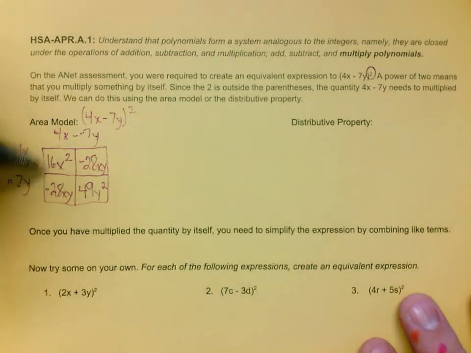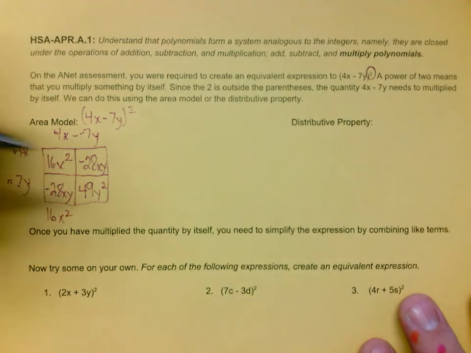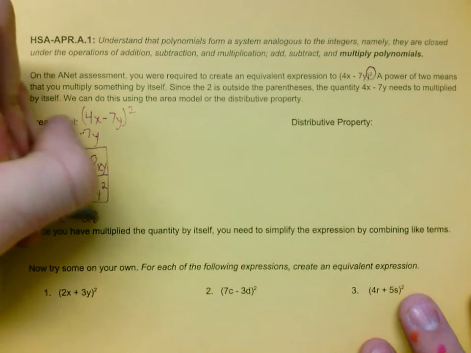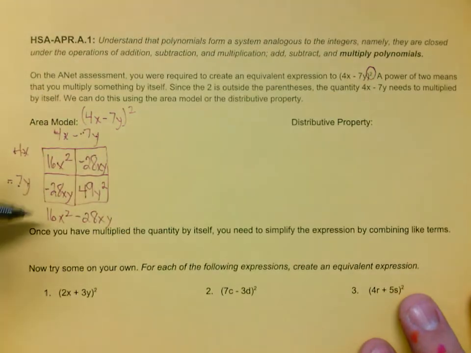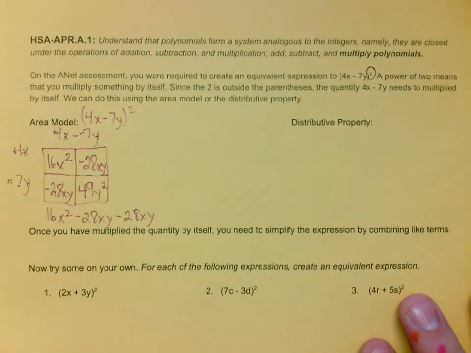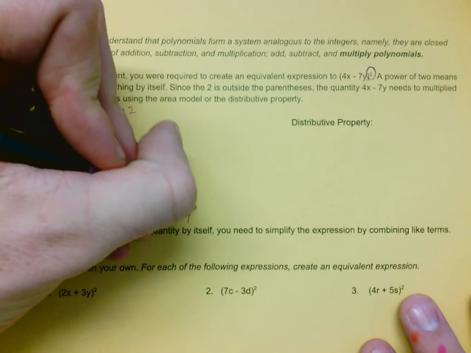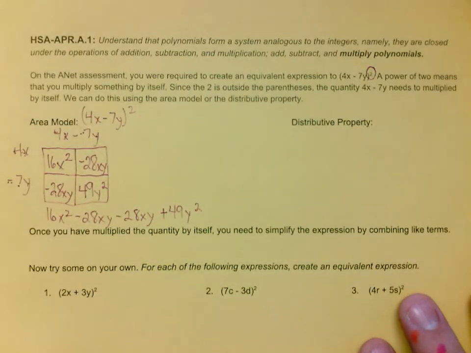Then you go ahead and take what's inside the box and add it up. So you're left with 16x squared minus 28xy minus 28xy again, and then plus 49y squared. So that's how you would complete the area model.